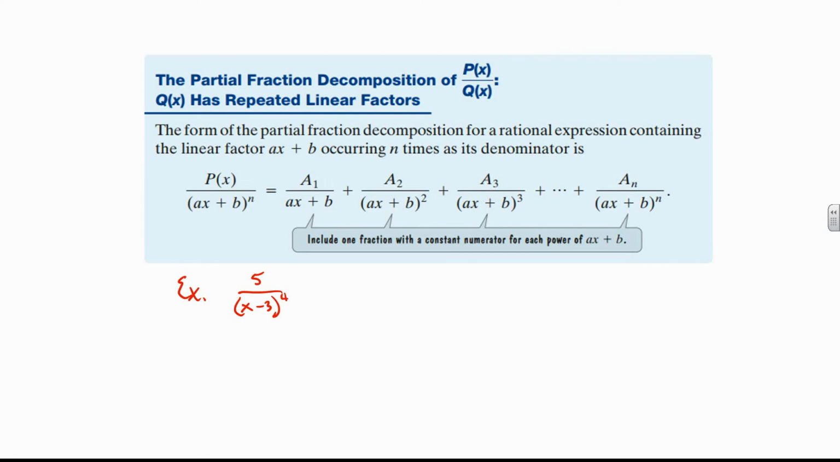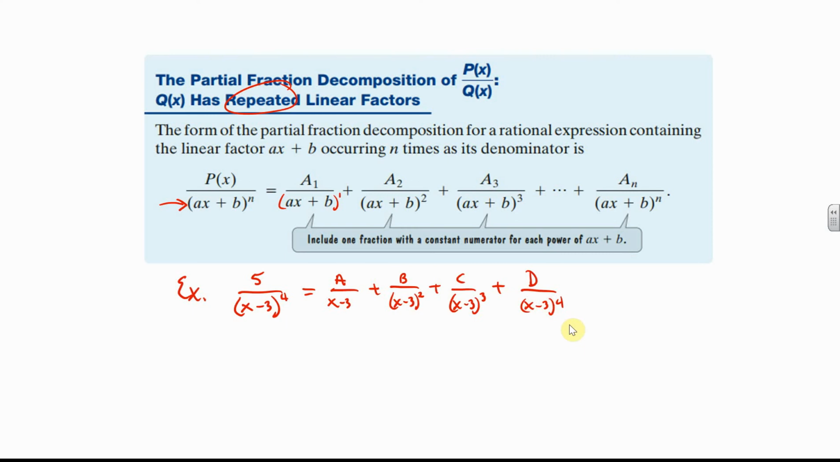The way we do that is a little bit different. Notice how if we have repeated linear factors, the linear factors are the ones downstairs, then we're going to count up starting with the first one from the 1st power, 2nd power, 3rd power, all the way to the nth power. So for this, if we break this down, this would be A over x minus 3 plus B over x minus 3 to the 2nd plus C over x minus 3 to the 3rd, all the way up till we get to the 4th power, plus D over x minus 3 to the 4th.